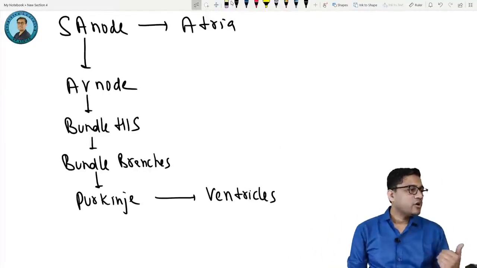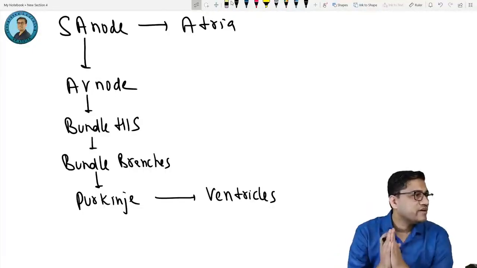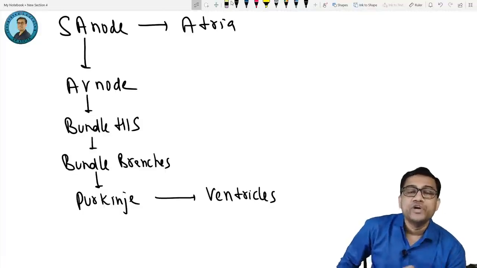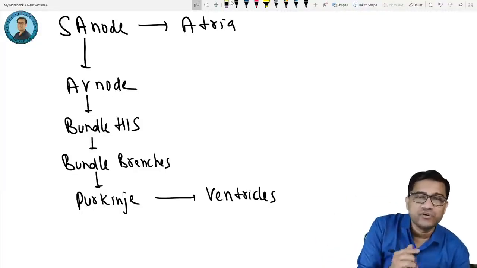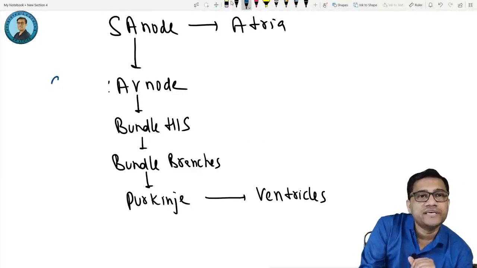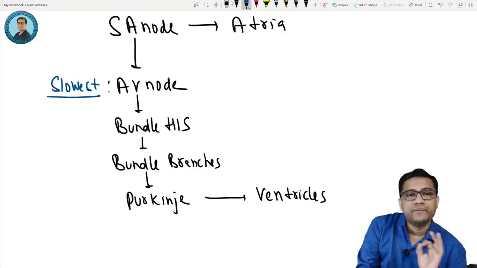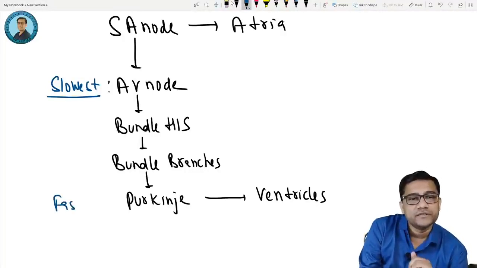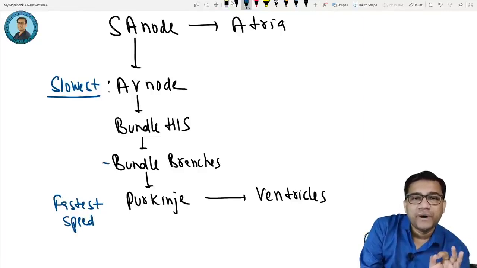Okay, so please follow. Parasympathetic, very good. Are you able to follow this? It's a very, very important thing, kids. So the SA node is for the atria and the Purkinje fibers are for the ventricles. Now, two or three questions. First, the AV node is the slowest. And Purkinje fibers are the fastest in speed. And the bundle branches are two, left and right.